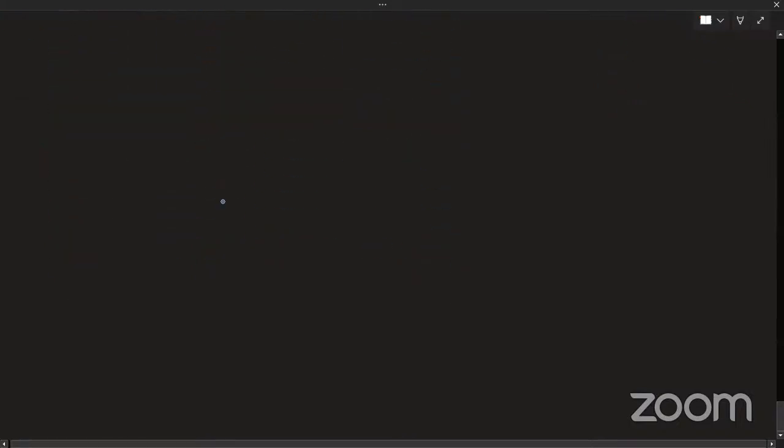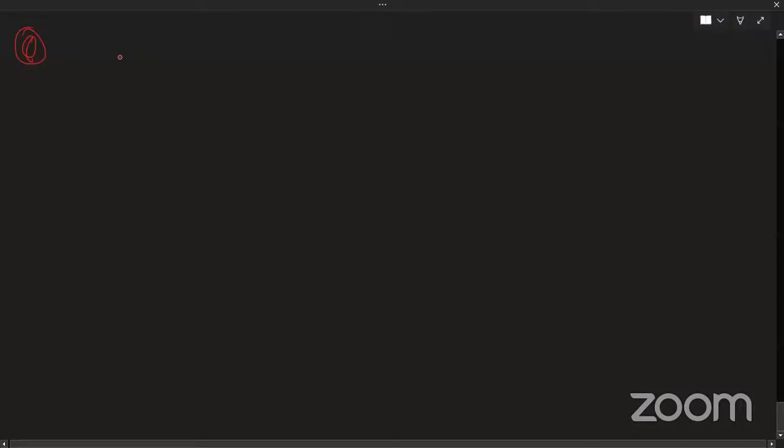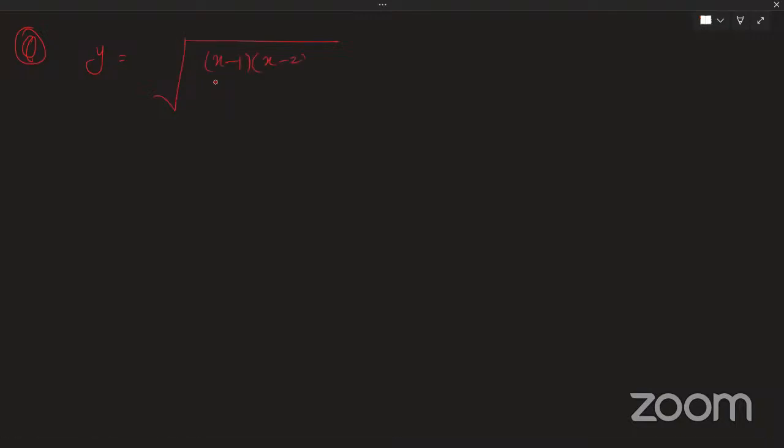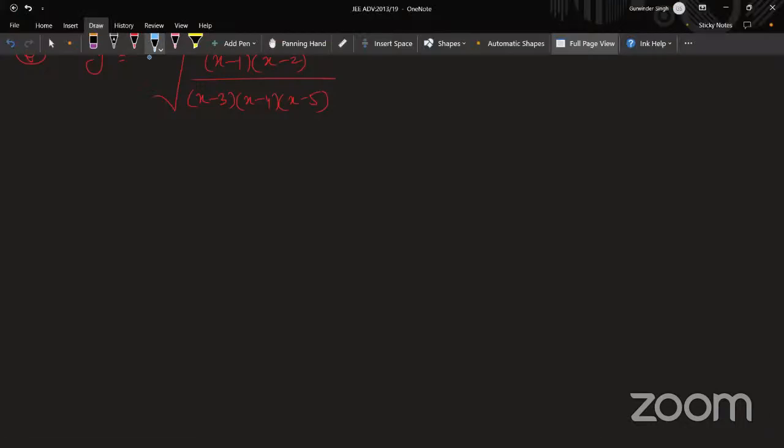Okay. So just one last question, and this one is actually not like, after seeing this question, you won't feel that it is related to logarithmic differentiation. So you have got the square root of x minus 1, x minus 2 by x minus 3, x minus 4, and x minus 5, something like this. Right? And now it is asking you dy by dx.